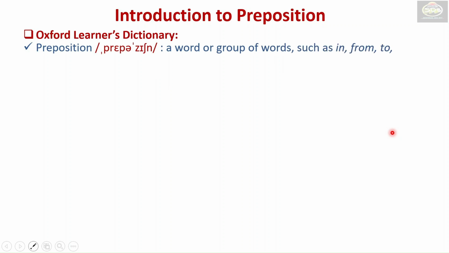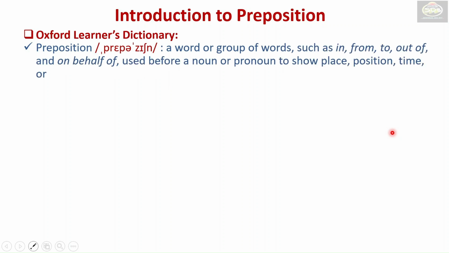Oxford Learner's Dictionary defines a preposition as a word or group of words such as in, from, to, out of, and on behalf of, used before a noun or pronoun to show place, position, time, or method. Okay, we know that prepositions are used before a noun or pronoun or noun phrase and they indicate place, time, position, or method.